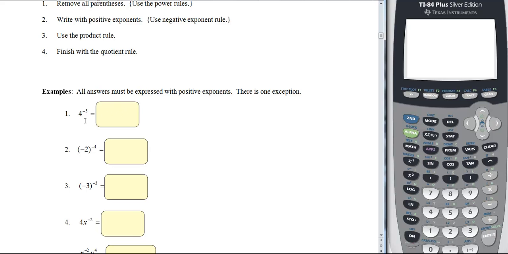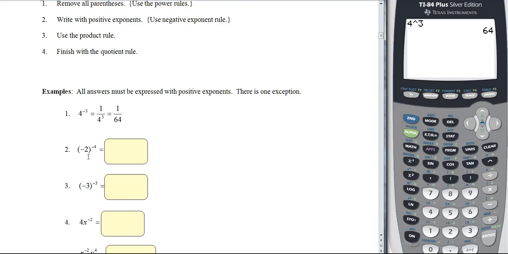So first thing, I have 4 to the negative 3. I have to write this as a positive exponent. Technically, it's in the numerator, so I need to move it down. So it's going to be 1 over 4 to the third. And remember, if you have a numerical base raised to a power, find out what it is, if it's not humongous. So 4 raised to the third power should be 64. So I should have 1 over 64.